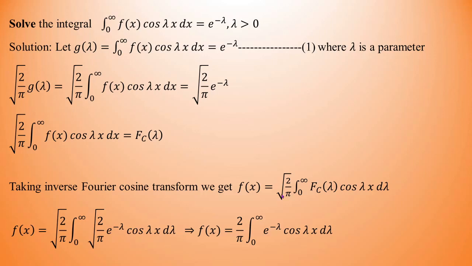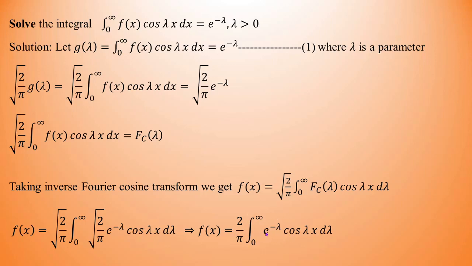So we will just substitute what is fc of lambda: e raised to power minus lambda, under root of 2 by pi. This we have. Now, simplifying, this becomes 2 by pi, e raised to power minus lambda cos lambda x dx within the integration.